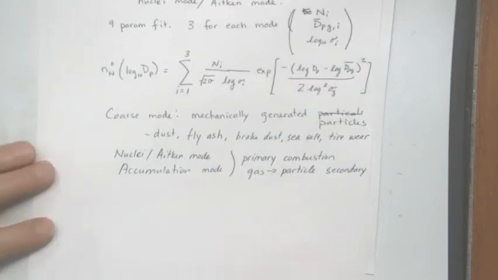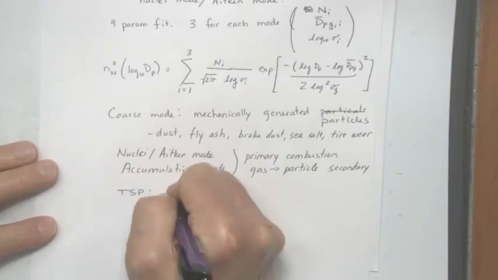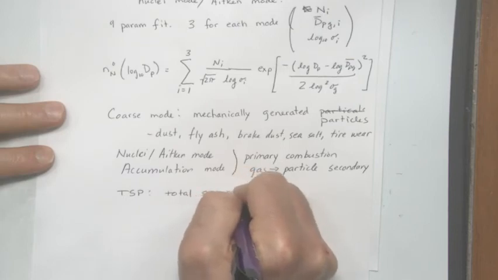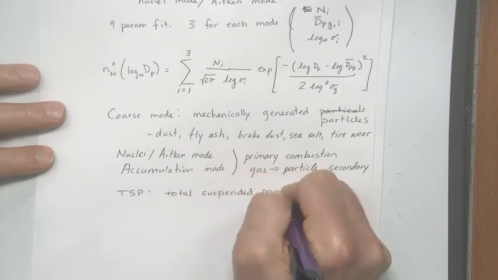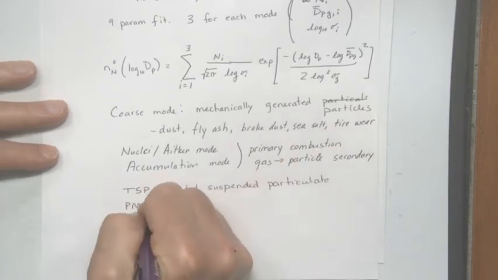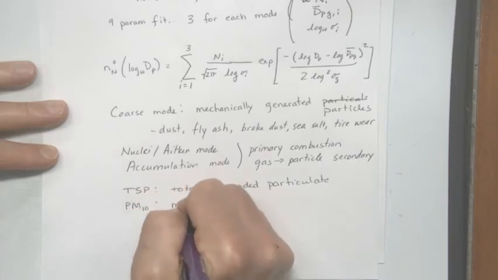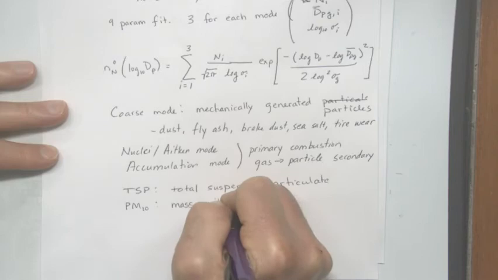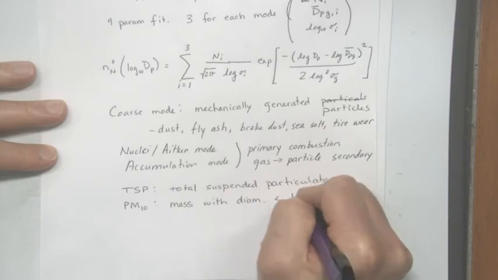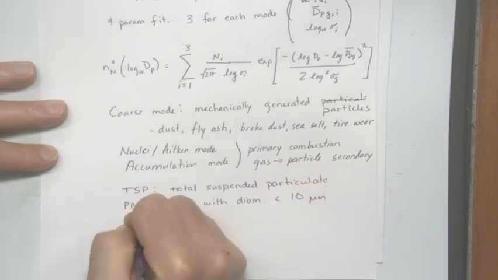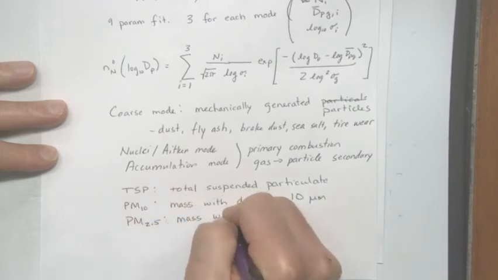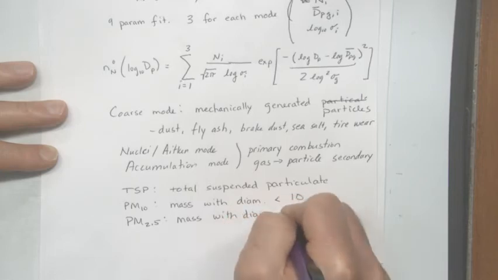Some terminology you might run into: TSP, total suspended particulate. PM10 would be the mass with diameter below 10 microns. And PM2.5 is going to be the mass with diameter below 2.5 micron.